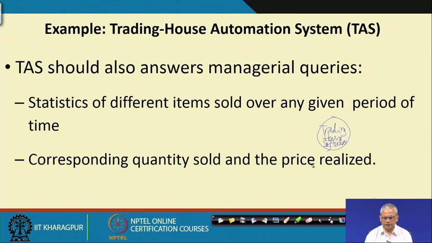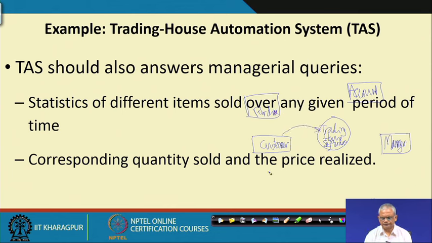And then we identify that the customer is one of the users, and the manager is another user, we have the account department as a user, and we have the purchase department who raise indents, they are also another user. The customer places orders and receives the material issue slip.